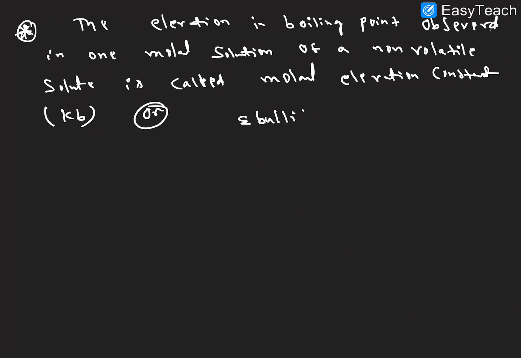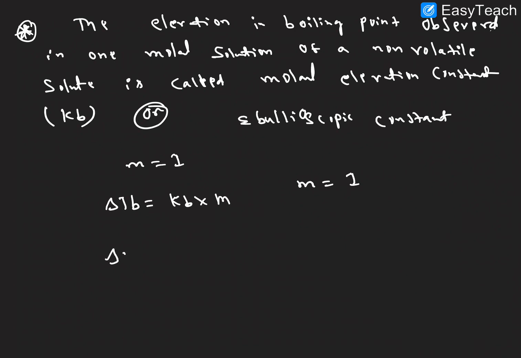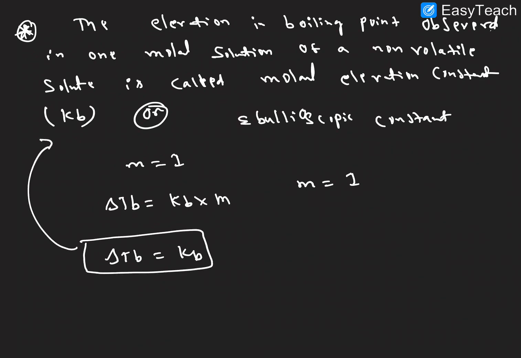Also we can call this the ebullioscopic constant. Write the molality equal to 1. Generally the formula is delta TB equals KB into molal. Whenever molal equals 1, delta TB equals KB. So this is the exact meaning here.